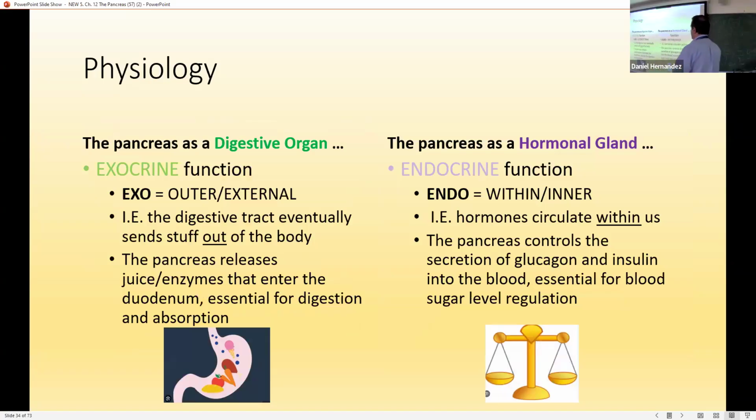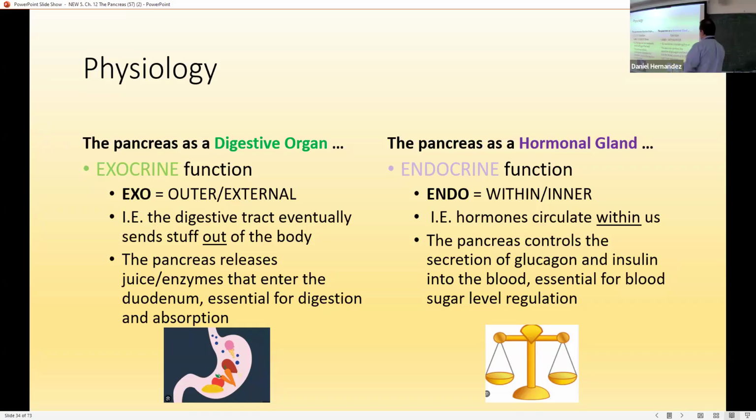I'm just breaking that down, exocrine versus endocrine. So exo, again, that prefix means outer or external. So the digestive tract, i.e. the digestive tract eventually sends stuff out of the body. So the pancreas releases juices and enzymes that enter the duodenum. That's essential for digestion and absorption. So mainly digestion of proteins and some fats. Some carbohydrates as well, but primarily protein digestion.